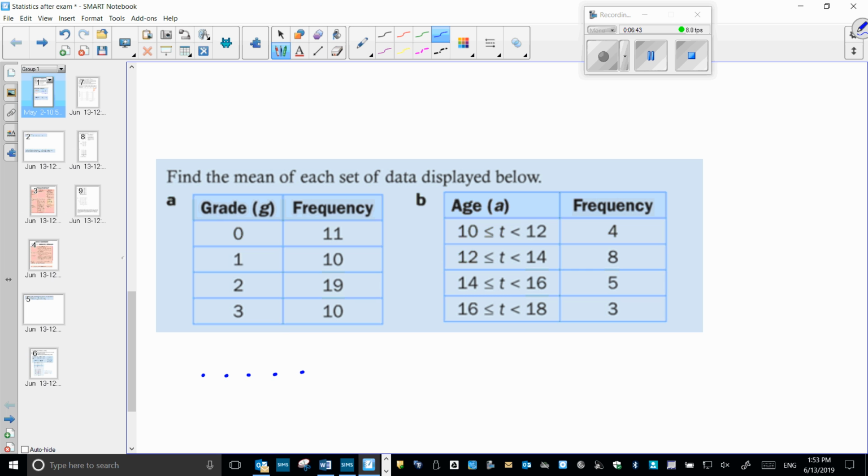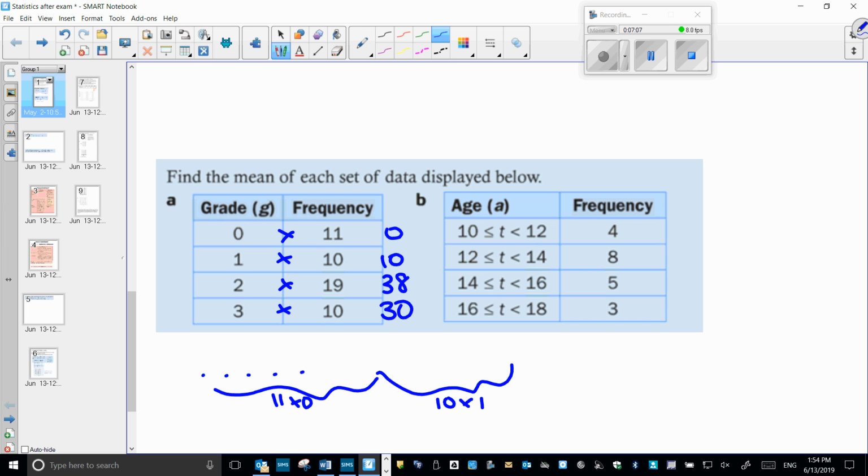I could say, well, these 11 zeros would add up to 11 times 0. These 10 ones would add up to 10 multiplied by 1, etc. And so what I would do is multiply these. So I would have 0. Don't forget anything multiplied by 0 is 0. 10, 38, and 30. And then what would I do with those values? You would add them all together. Good. I would add them up. So I'm going to add these values up. So 78. Would you divide by 3 or 4?